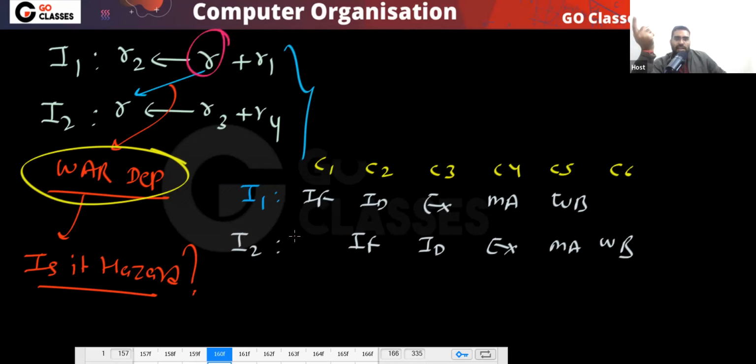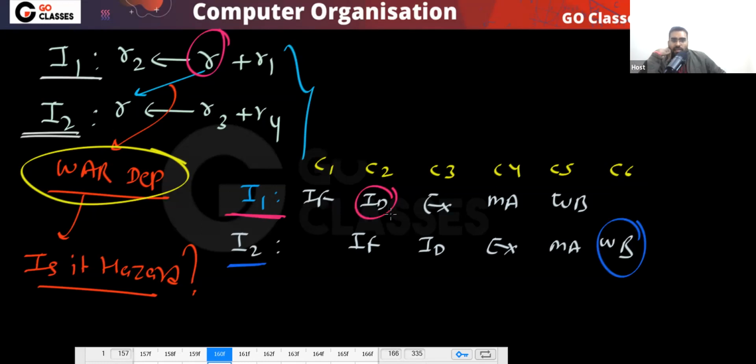Where will I1 read? I1 will read in C2, and I2 will write where? I2 will write in C6. So is there any problem? I1 should read before I2 writes, and that is happening, right? Yes or no? That is happening. So there is no problem, never a problem.